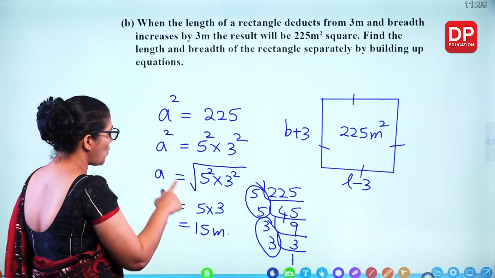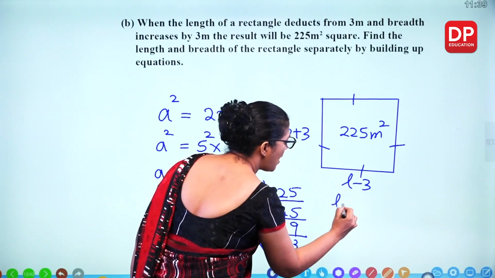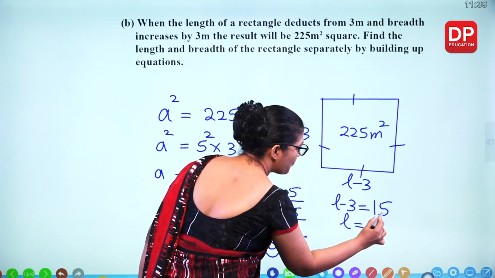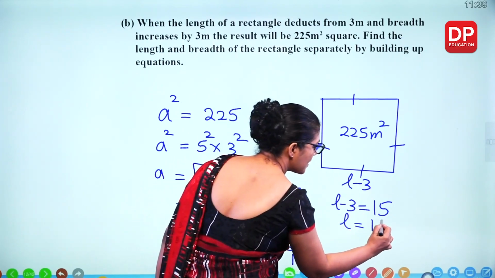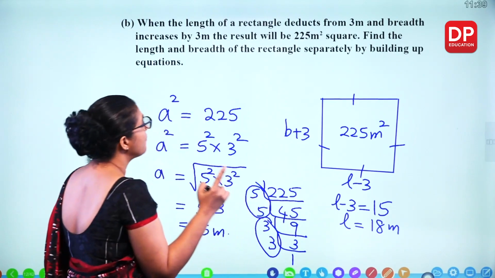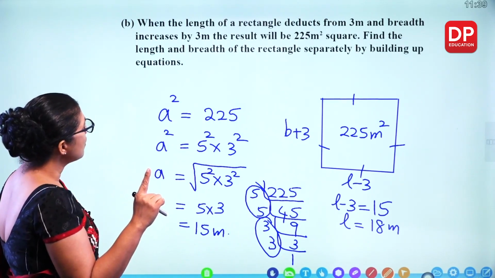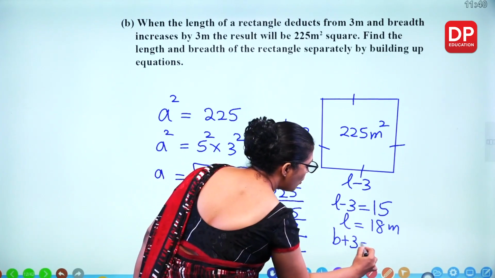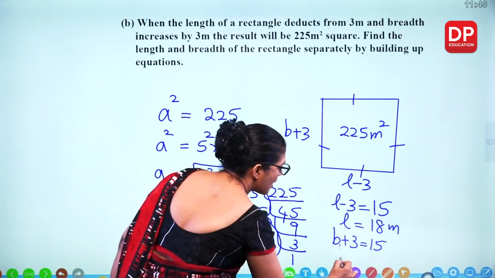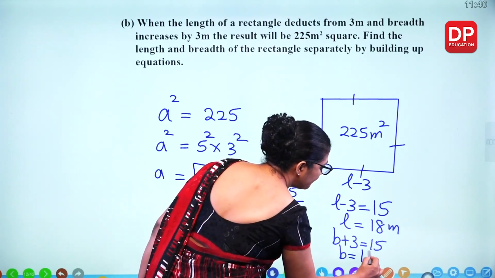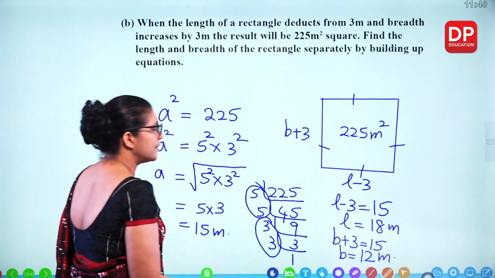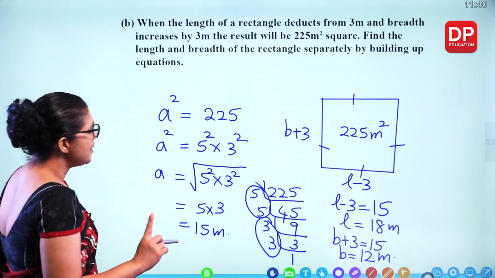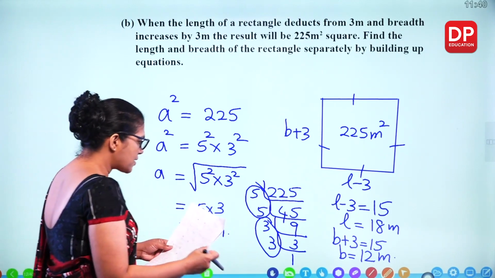If you know the length of one side, that means L minus 3 should be equal to 15. So what is the length before? 15 plus 3, that's 18 meters. Then what's the breadth of the rectangle before? B plus 3 also is equal to 15. B becomes 15 minus 3, 12 meters. So those are the 2 answers, length and breadth. So we'll see how many marks.